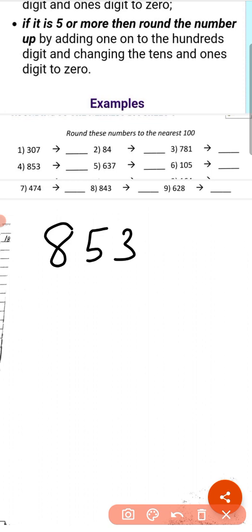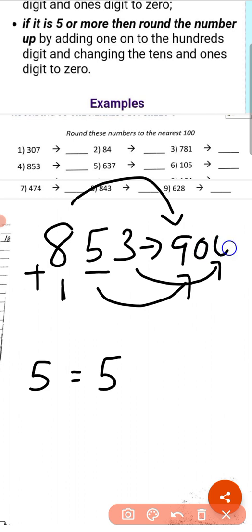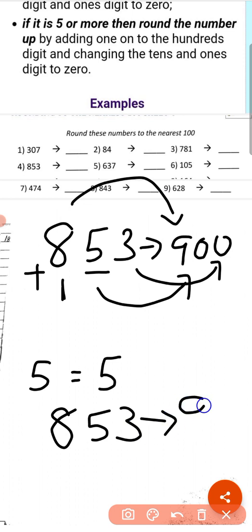853. What is the first step, children? Check the digit at the tens place. Tens place is 5. 5 is equal to 5. So add 1 to the hundreds place. What is 8 plus 1? 9. Then replace tens place and ones place by zeros. So 853 becomes 900.